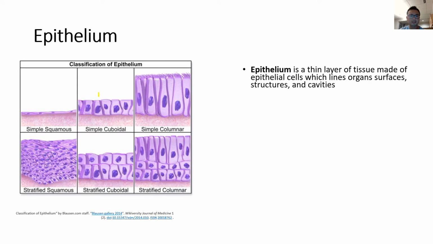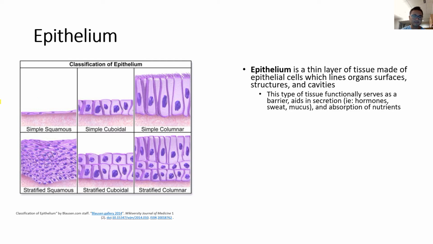Epithelium refers to a thin layer of tissue which is made up of epithelial cells that line individual organ surfaces, structures, and cavities. And this type of tissue has many functions, including serving as a barrier, aiding in the secretion of hormones, sweat, and mucus, as well as the absorption of nutrients.